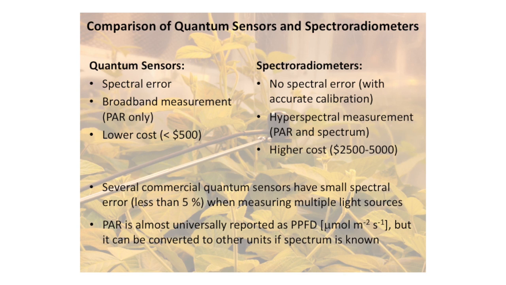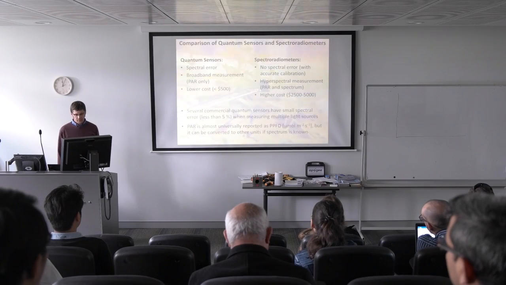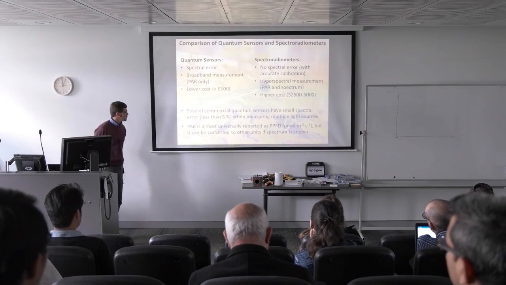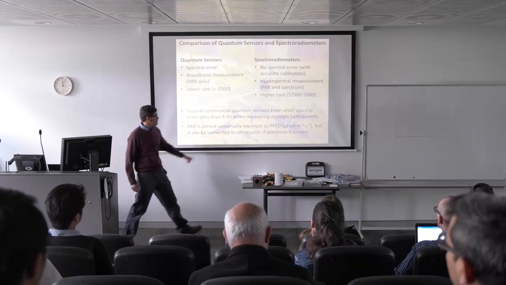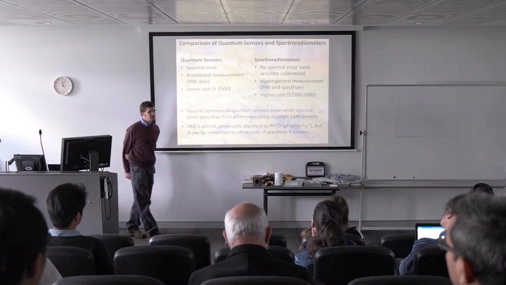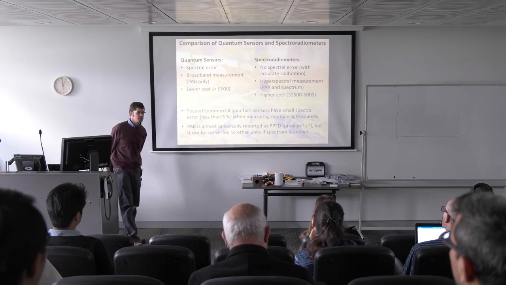So a couple more review points. There's lots of commercial quantum sensors available, and I showed at least 6 of them and their spectral errors. Many of them have minimal errors, less than 5% when measuring lots of different light sources. And then remember, PAR is almost universally reported as photosynthetic photon flux density in units of micromoles per meter squared per second, but it can be converted to other units if the spectrum is known.